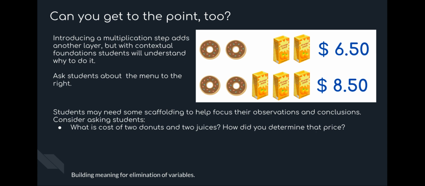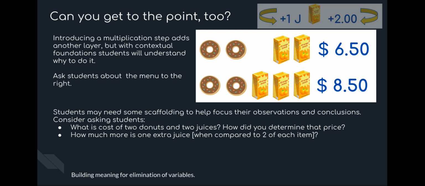Doubling that first order gives us $6.50. How much more is 1 extra juice when compared to that order that has 2 of each? We can now observe that our new equation that has 2 donuts and 2 juices is very close to what the second order is. It's just missing a juice. Or another way to view it would be the lower order has 1 extra juice and 2 extra dollars. So we now know the price of 1 juice.